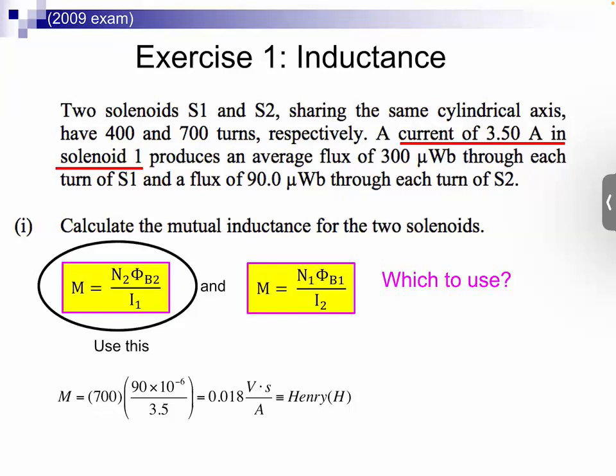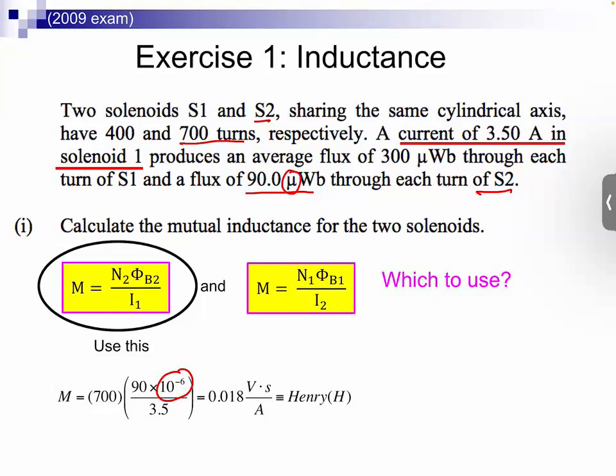The number of turns in solenoid 2, that solenoid 2 has 700 turns. The flux through solenoid 2 is 990 microweber. Don't forget to convert micro to times 10 to the minus 6, divided by the current in solenoid 1, which is 3.5 amperes. Good, so then that gives you the mutual inductance for both solenoids.